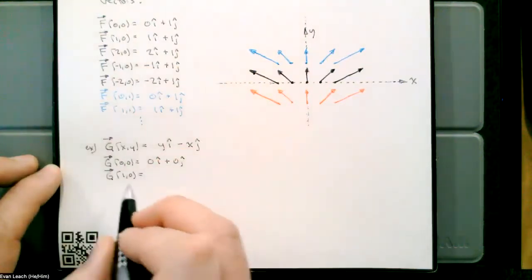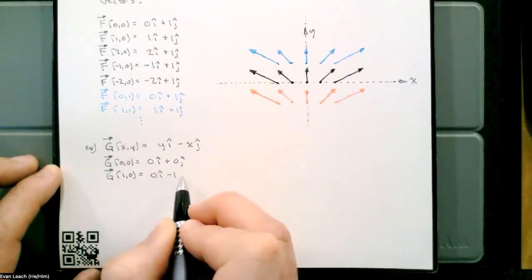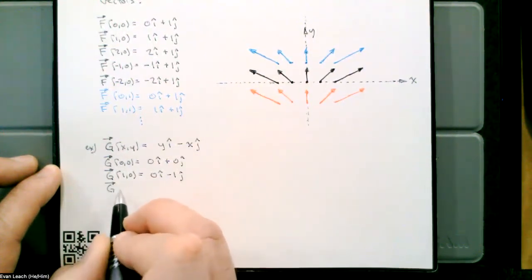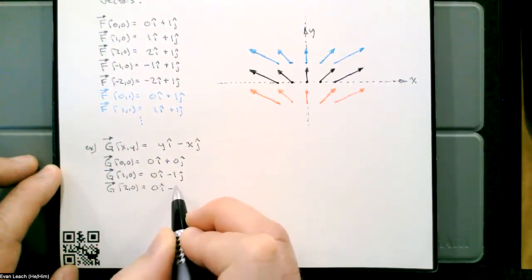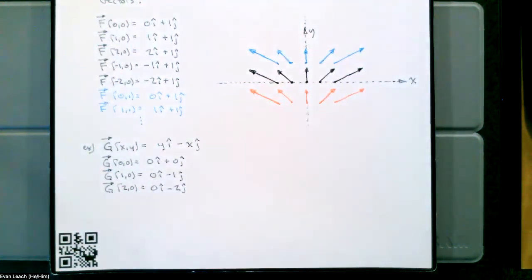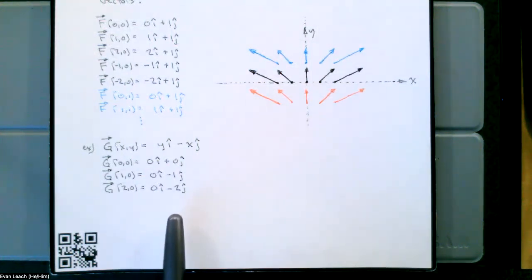I'm going to follow a similar pattern up here. G of 1, 0 is going to be 0 for Y. So 0i minus 1j. So we get nothing happening at the origin. But the further we go away in the X direction, the more this vector is pointing downward.